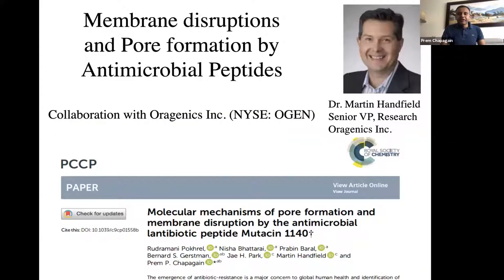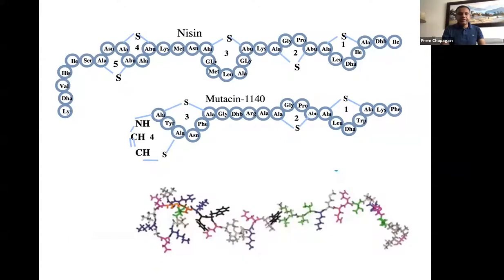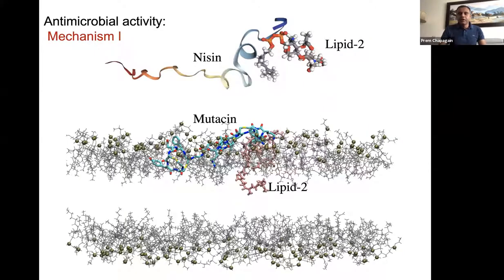Recently I have started working on the pore formation by antimicrobial peptides, and I'm collaborating with a company. We look at these antimicrobial peptides, which are called lantibiotics. They have a special structure right here to bind lipid 2. We're trying to optimize the properties of these peptides by making strategic replacement of amino acids. We look at how strongly they bind lipid 2, which is needed for the bacteria to build its cell wall, and also how these peptides can actually insert into the membrane and break apart the membrane.